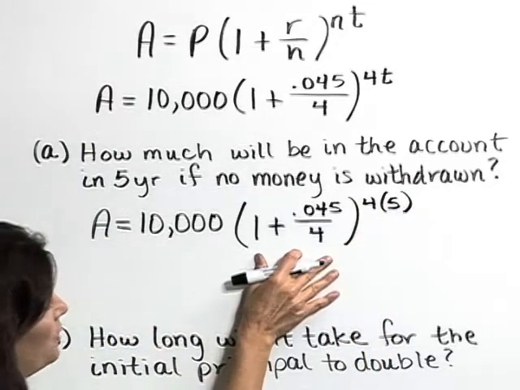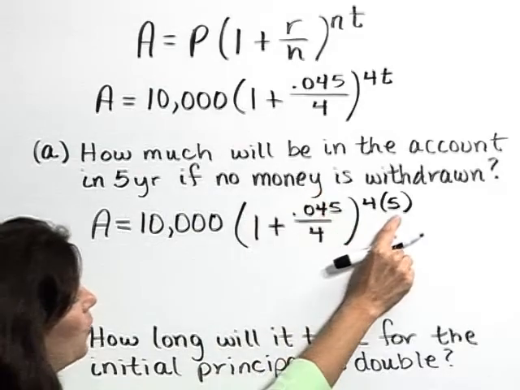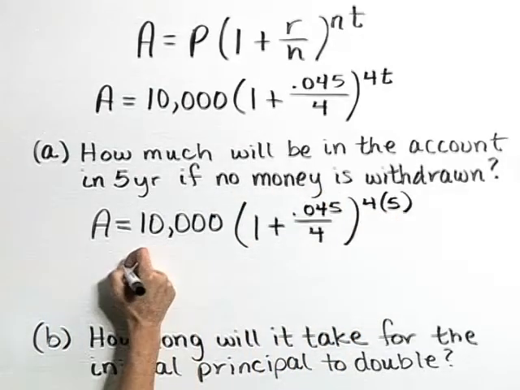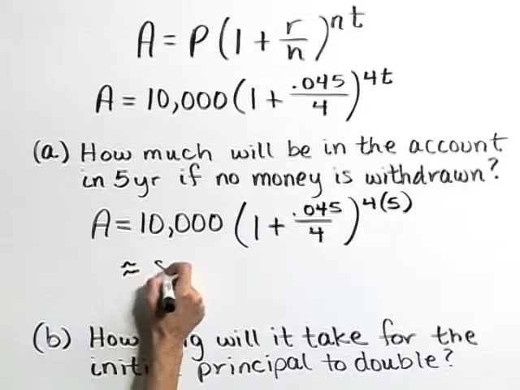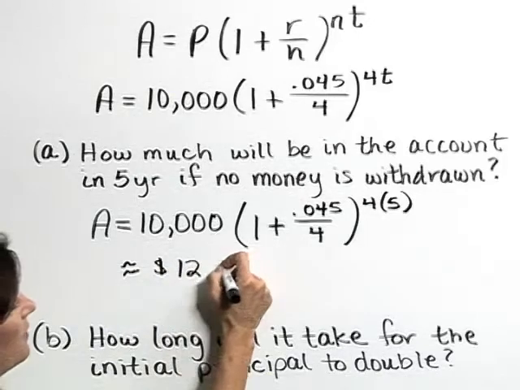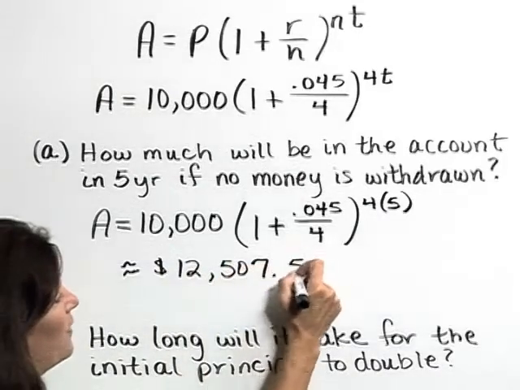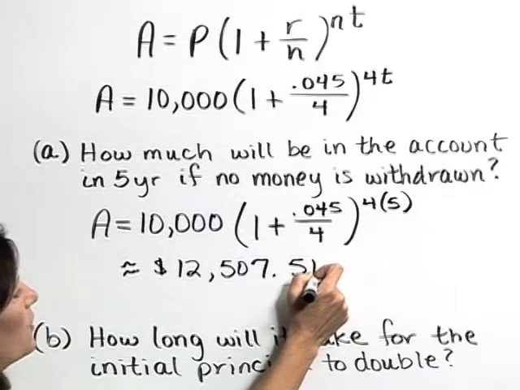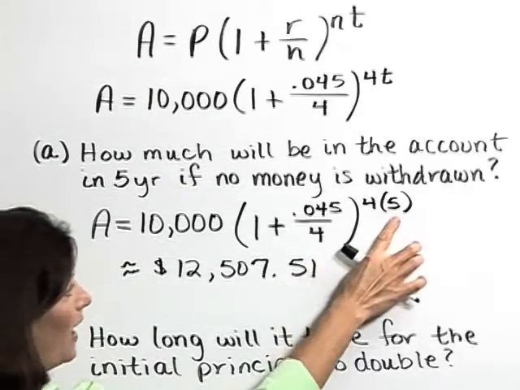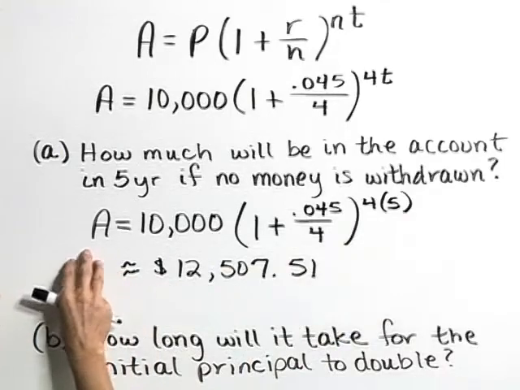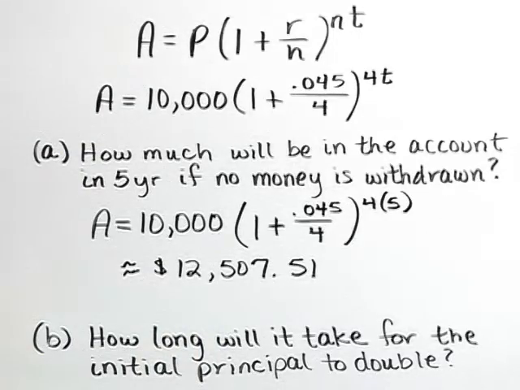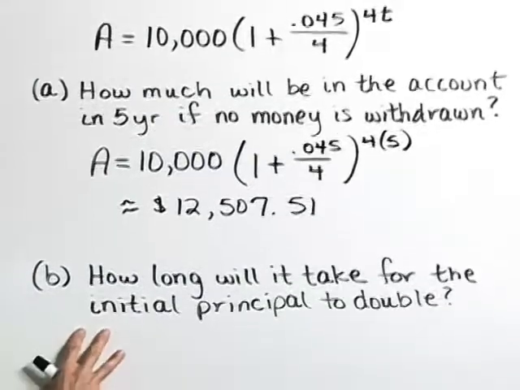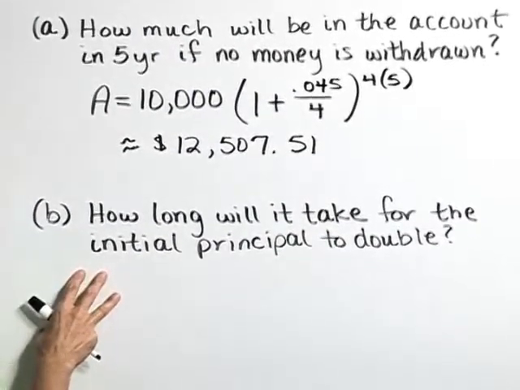Let's use our calculator to evaluate this quantity raised to the 20th, then times 10,000 to get a monetary amount that is approximately $12,507.51. So in 5 years, our amount will increase to approximately $12,507.51. In Part B, how long will it take for the initial principal to double?